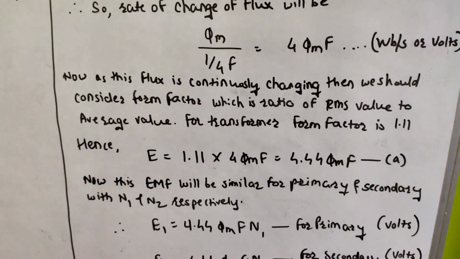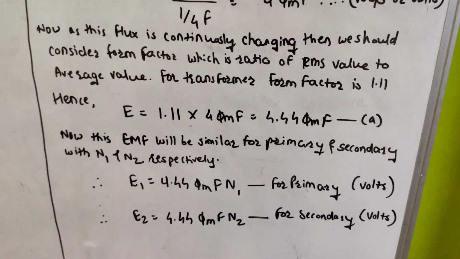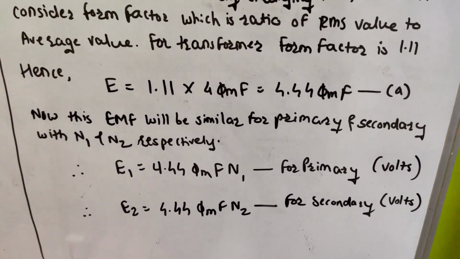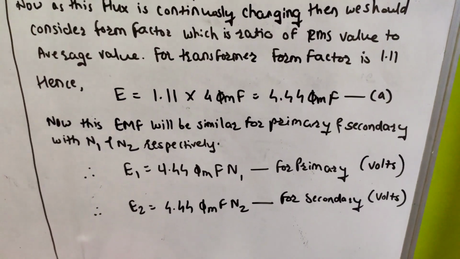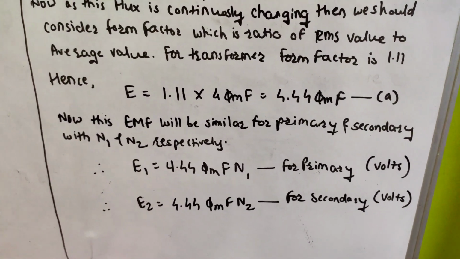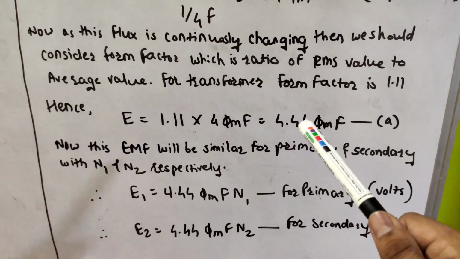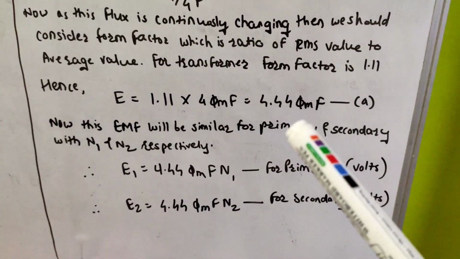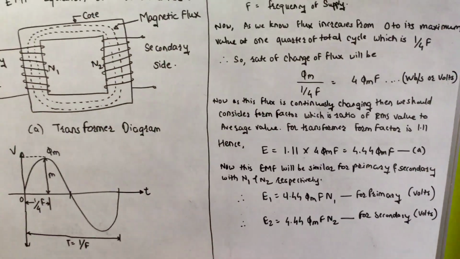Now we need to find the transformer equation for the primary as well as for the secondary. So what we have to do is multiply the number of turns with this equation, and we get the respective value for each side. If we want to find the value of E1, we should multiply this value with N1, and if we want the value for the secondary side, then we should multiply this with N2. So this is basically the transformer equation.